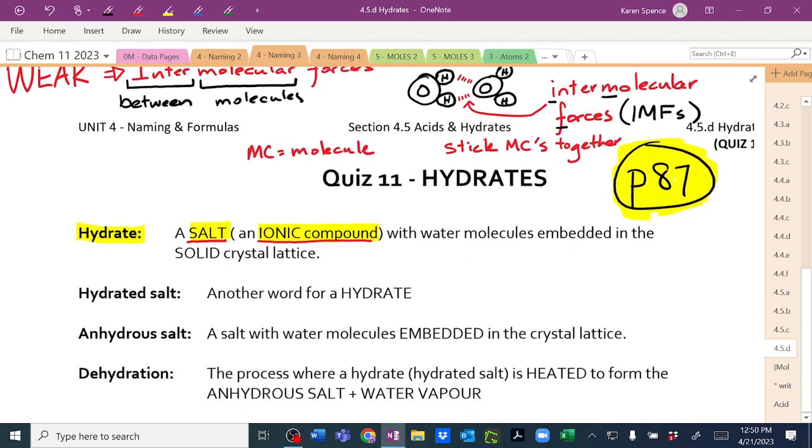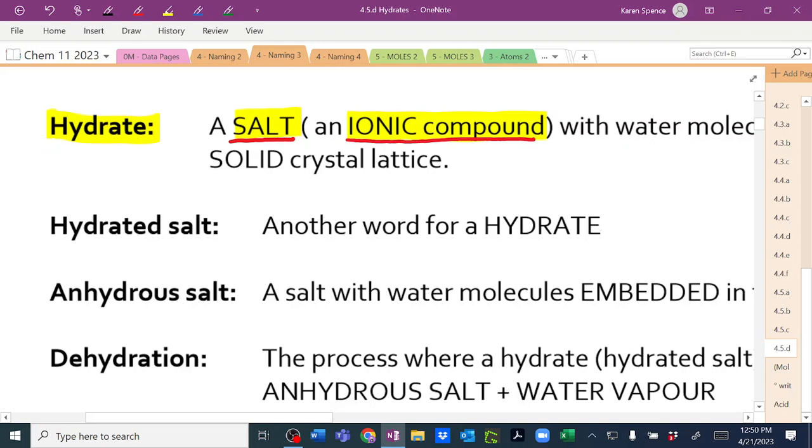Now, a few other words we need to know. We have a hydrated salt, which is just another word for a hydrate. That is the same.